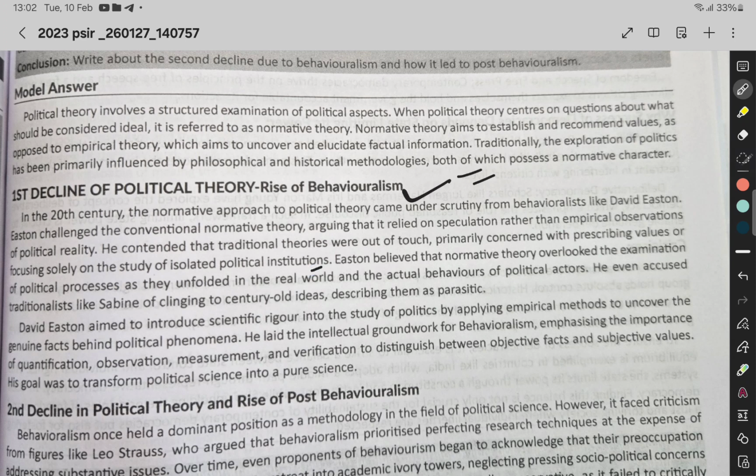Easton believed that normative theory overlooked the examination of political processes as they unfolded in the real world and the actual behaviors of political actors. He even accused traditionalists like Sabine of clinging to century-old ideas, describing them as parasitic. David Easton aimed to introduce scientific rigor in the study of politics by applying empirical methods to uncover the genuine facts behind political phenomena. He laid the intellectual groundwork for behavioralism, emphasizing the importance of quantification, observation, measurement, and verification to distinguish between objective facts and subjective values. His goal was to transform political science into a pure science.